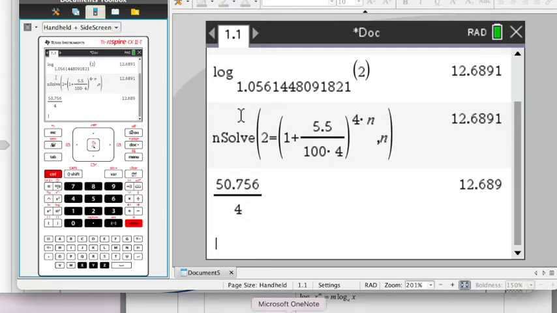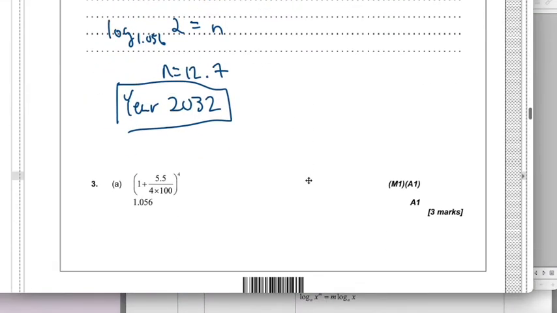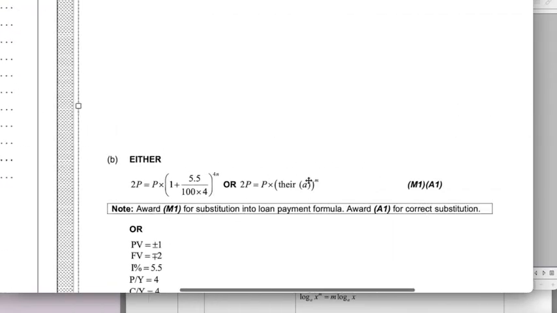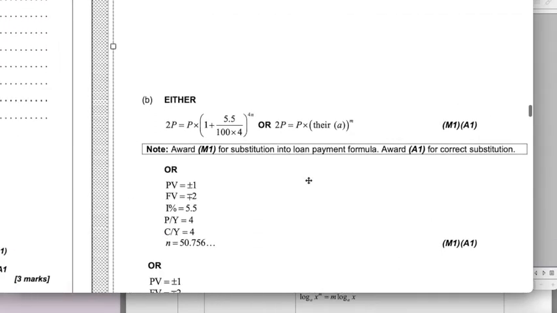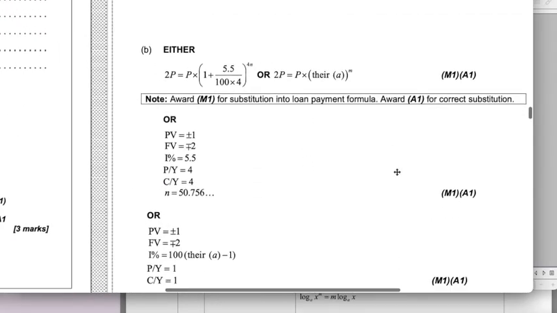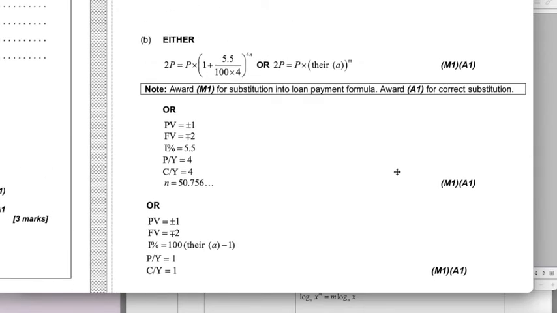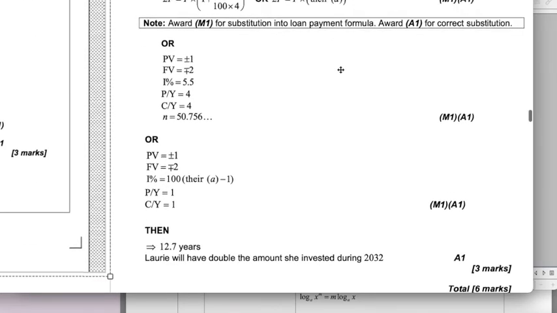All right, and just really quickly looking at the mark scheme, that's that. Part B, they actually don't even use logarithms, they just magically get the answer. I think they magically nsolve it themselves, who knows. But in any case, there's all the work for that.